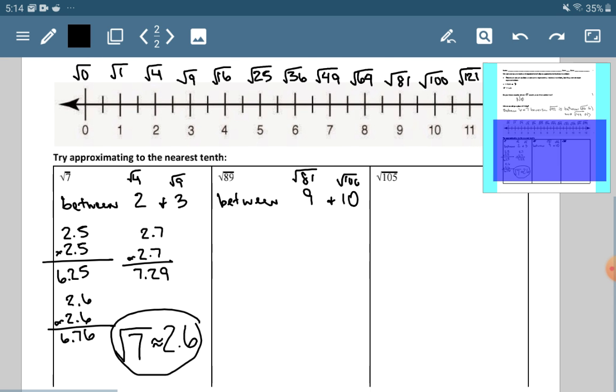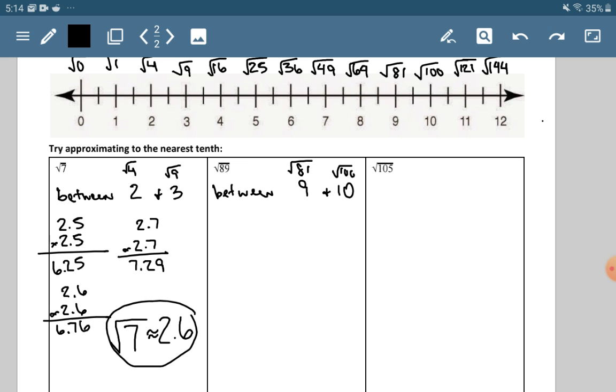So when I go to work these out, I know it's between 9 and 10. 89 is a little bit closer to 81 than it is 100. So when I'm trying to do my guess and check, that means I want to be a little closer to the 9. So I'm probably not going to guess anything bigger than 9.5. That'll be the biggest I go. So the first thing you might guess, and it's totally up to you, I might guess something different than you. The first thing I might guess is 9.2.